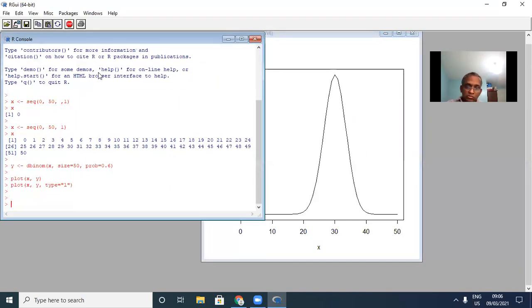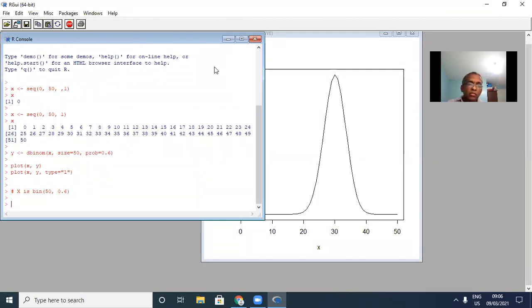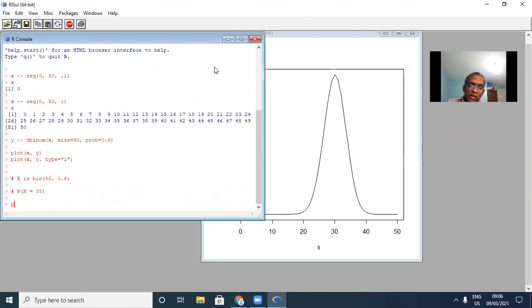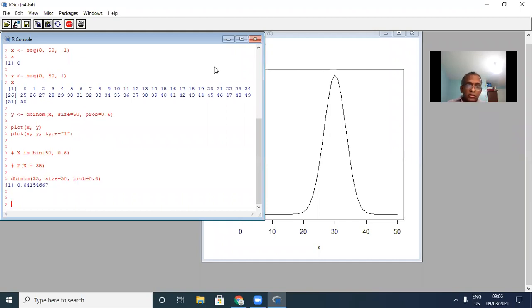But now suppose you want to compute, okay, suppose x is binomial with parameters 50 and 0.6, right? And suppose you want to compute the probability that x equal to 35, right? Now in R, you can do this by using the dbinom command with 35, size equal to 50, and probability equal to 0.6. So this is what you will get. Okay. Now suppose you want to find the probability that x is less than or equal to, say, 25.